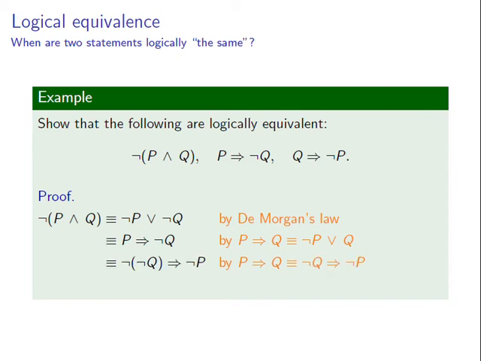P implies not Q is in turn equivalent to its contrapositive, which is the negation of Q implies not P. By the double negation law, the negation of not Q is Q. So this is equivalent to Q implies not P. This proves the equivalence of all three propositional forms.